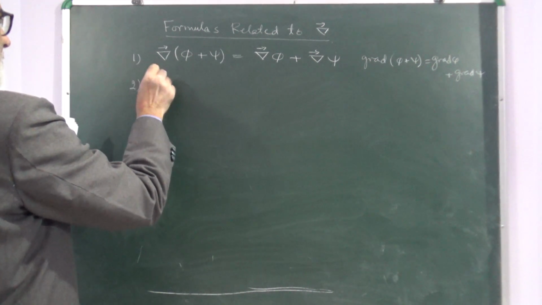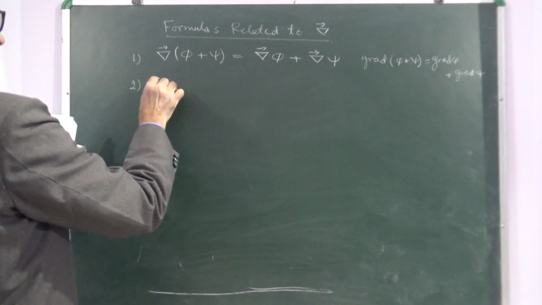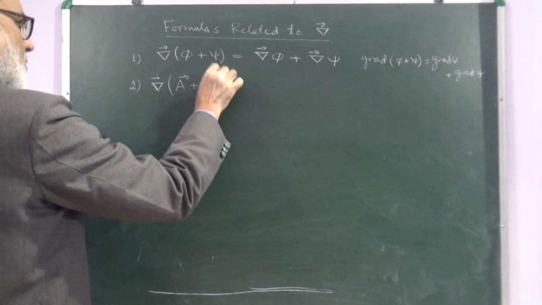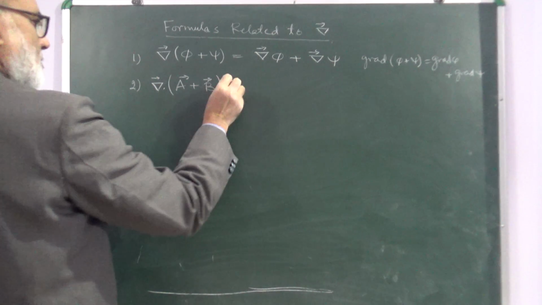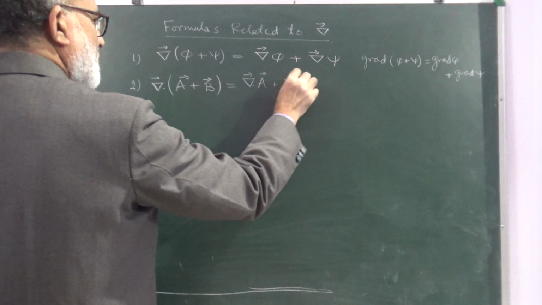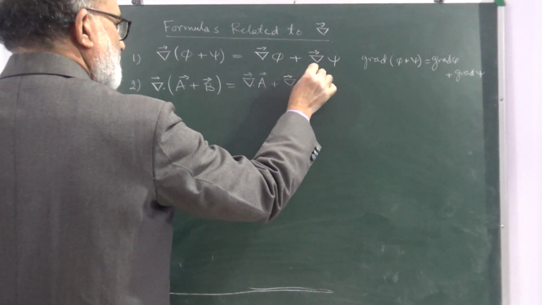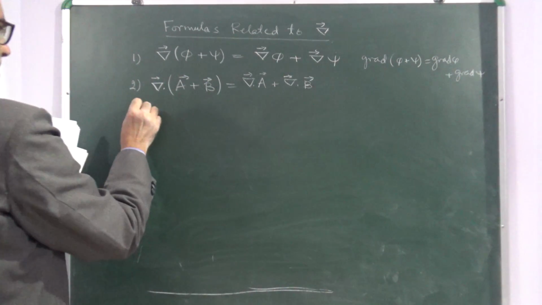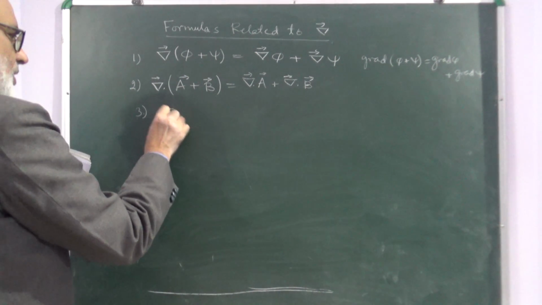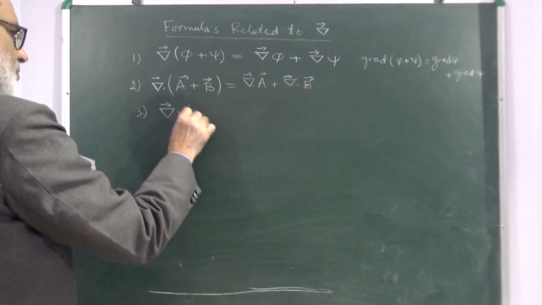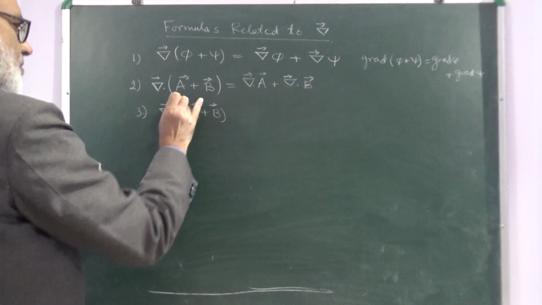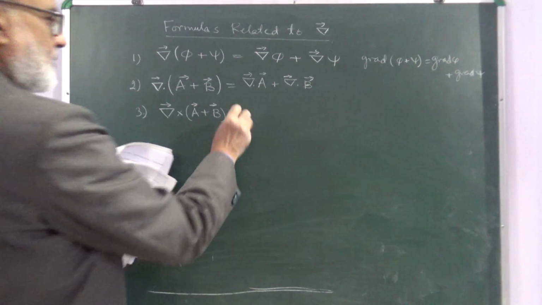If you take the divergence of the sum of two vector fields, A plus B, these are two vector fields. So this results in the divergence of A plus the divergence of B. And the curl of A plus B will again be curl of A plus curl of B.